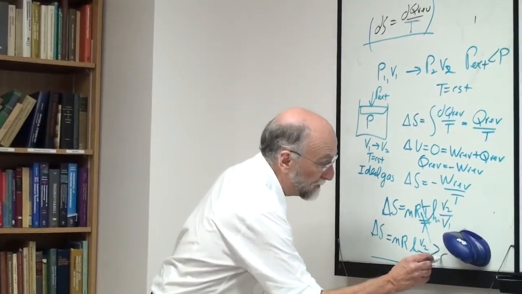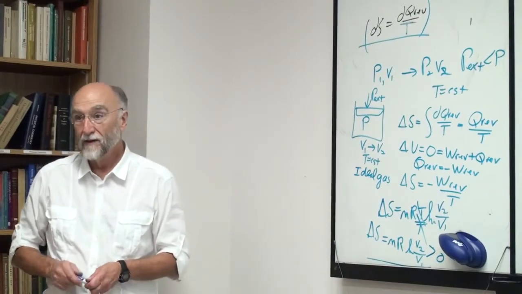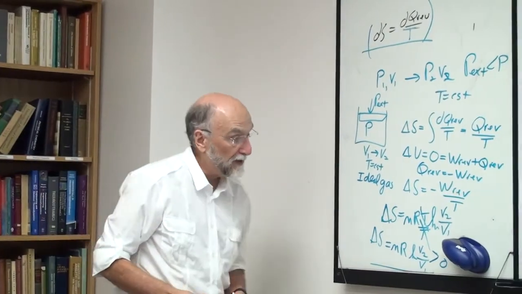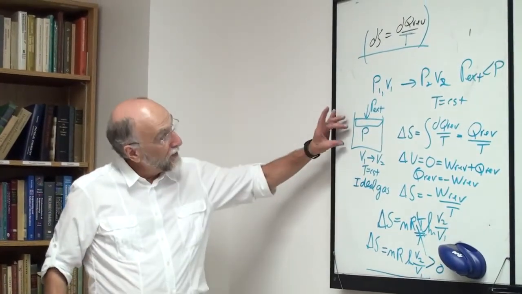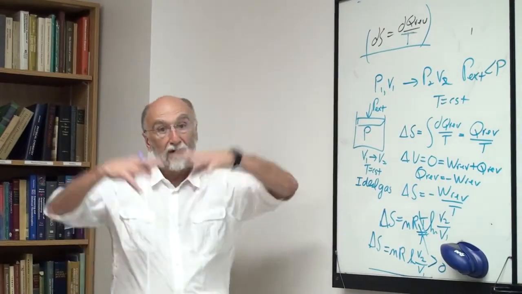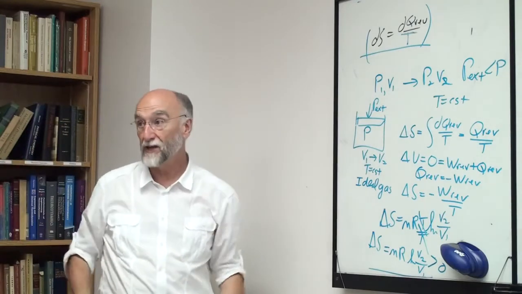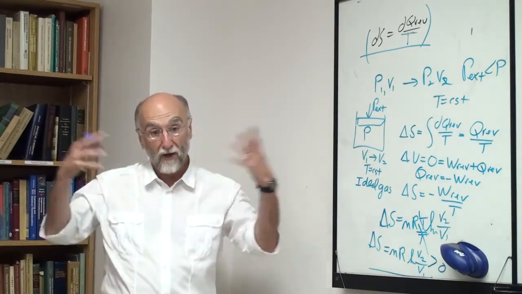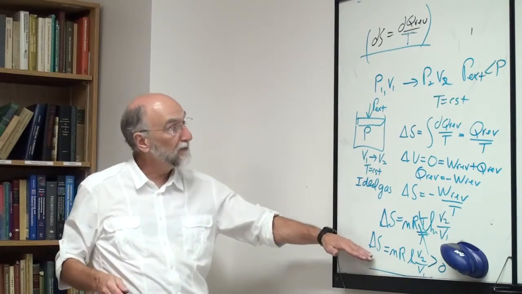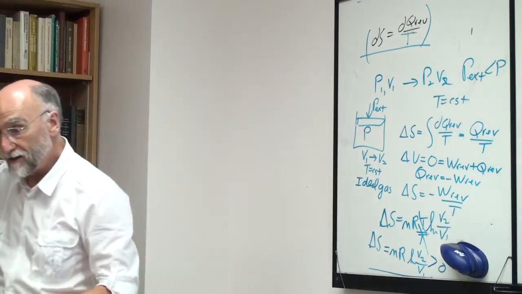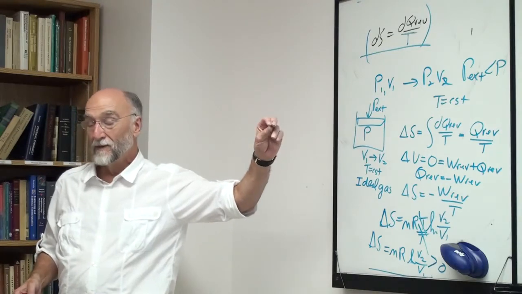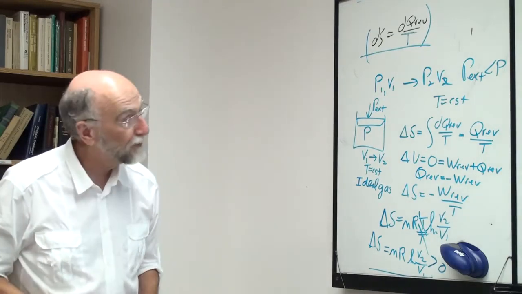Delta S now is positive because V2 is greater than V1. Does this go along with your idea of entropy being disorder? Well, when the volume is smaller, the gas molecules are constrained to a small space. As the volume gets bigger, they have more room to move around. They're in a bigger space, they're less ordered, less localized. Being less localized, it's more disordered. So the delta S is positive. That's the delta S of the system, calculated for a hypothetical reversible path between the same initial and final condition. Now, what is the total entropy?